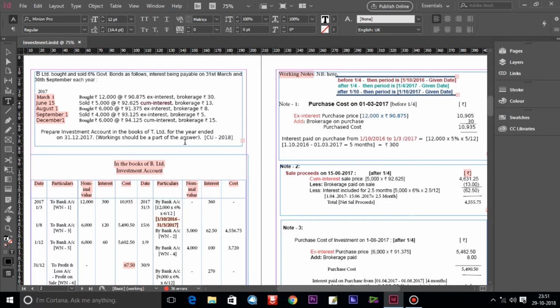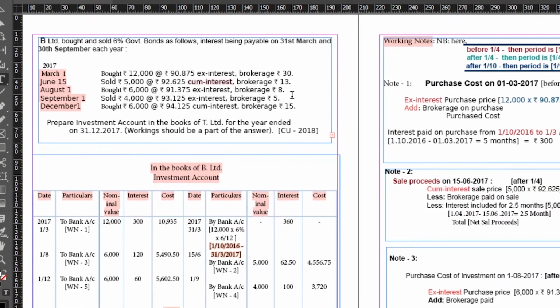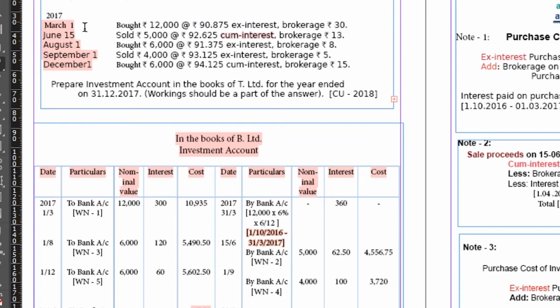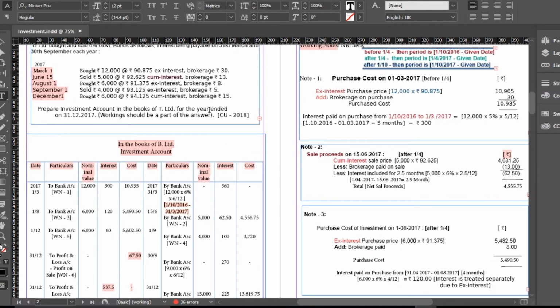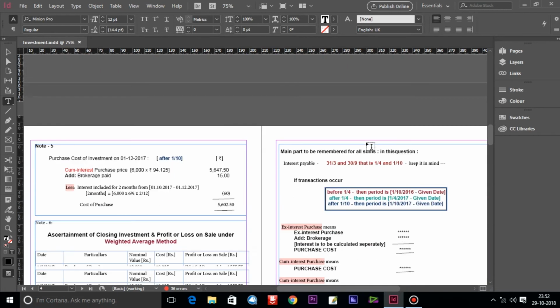I have given the question. B Limited bought and sold 6% government bonds as follows. Interest being payable on 31st March and 30th September each year. This main part is very important, and you have to remember that this part is actually associated with the entire sum. I will explain the connection with this term.